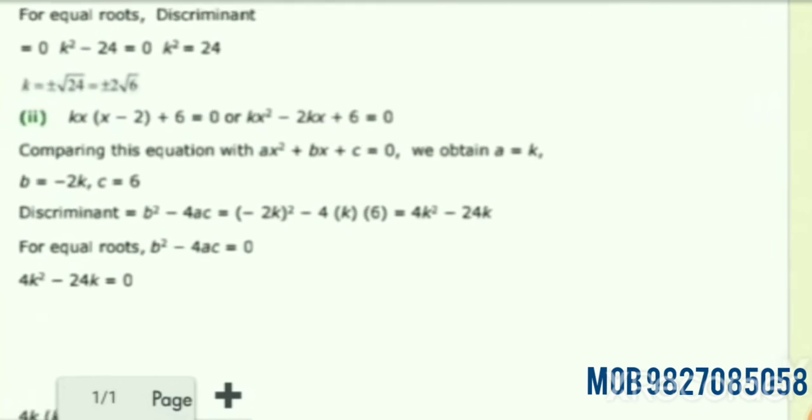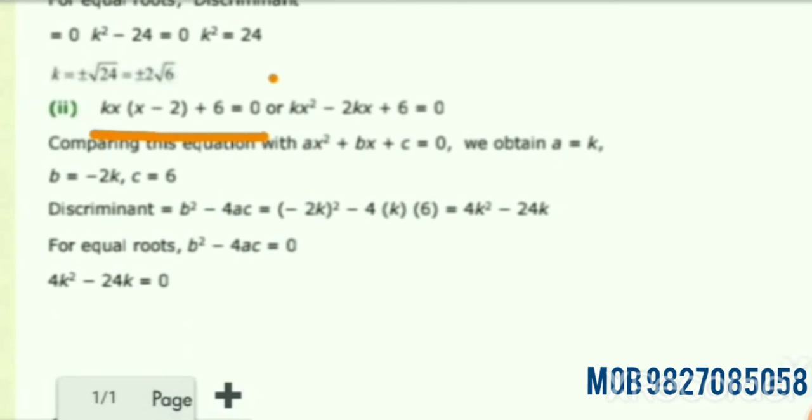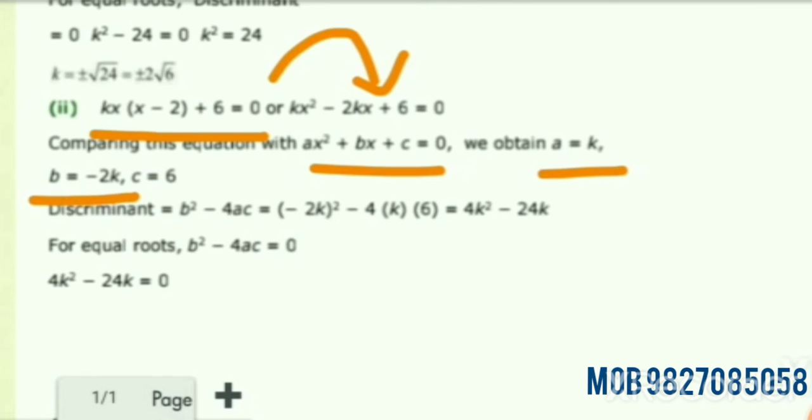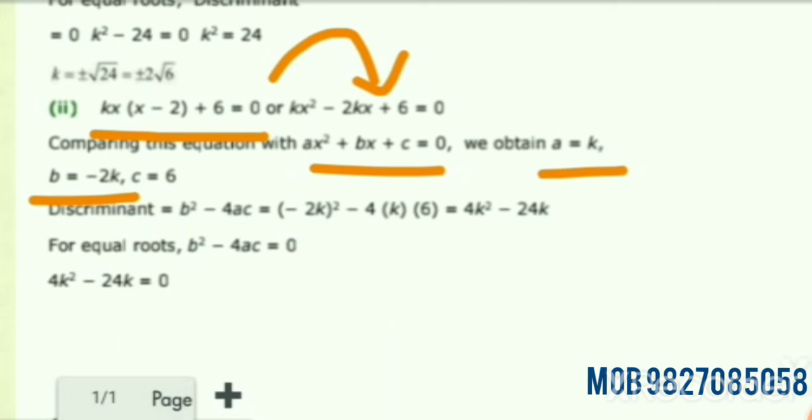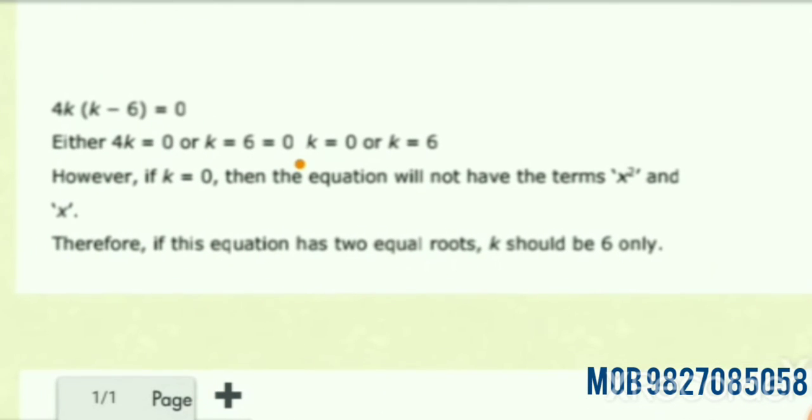In the second question, firstly we have to make the quadratic equation by solving, and after that compare it with the quadratic equation. So we get a is equal to k, b is equal to minus 2k, and c is equal to 6. After that, putting in the discriminant, we get 4k square minus 24 is equal to 0, because in the question it is given that D is equal to 0. The roots are equal. And solve for k. So we got the value of k is equal to 0 and 6.